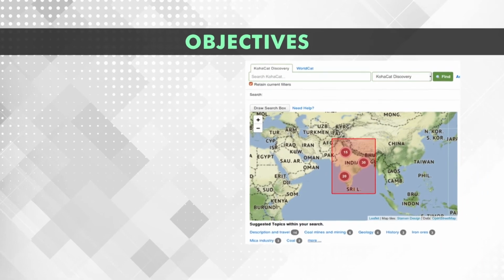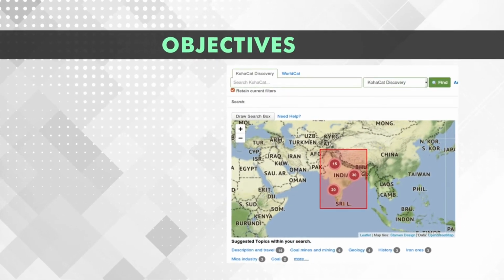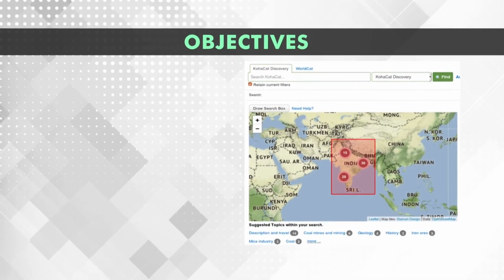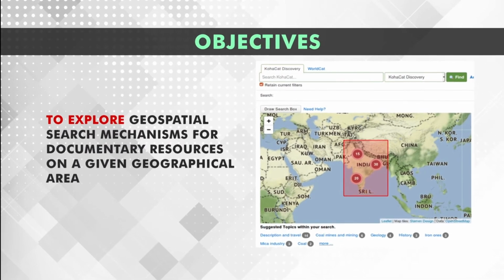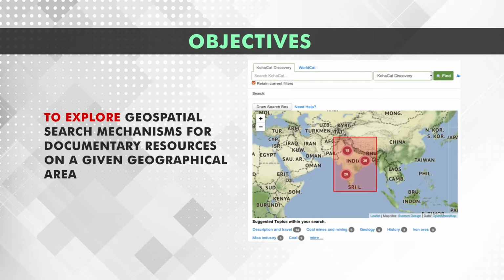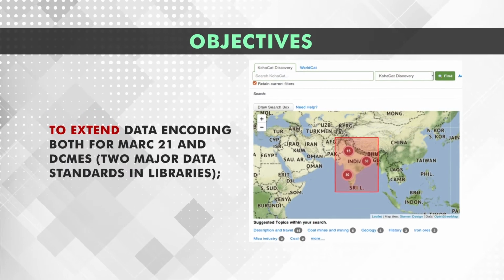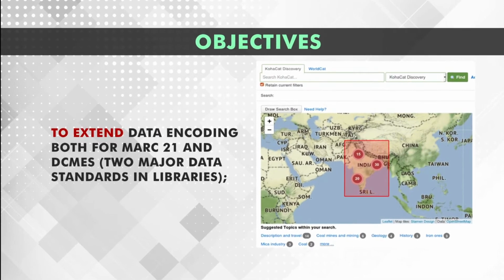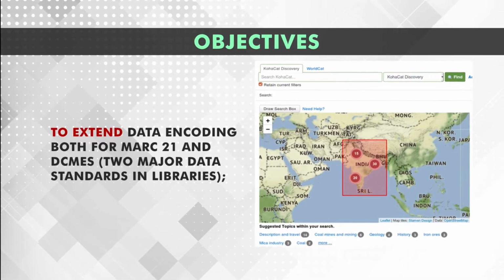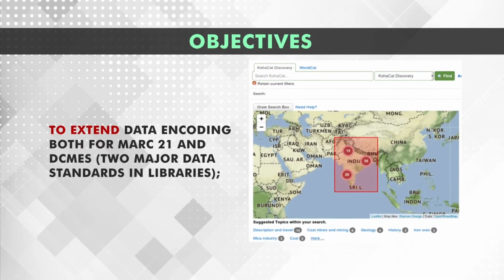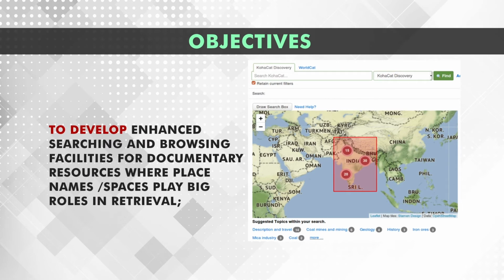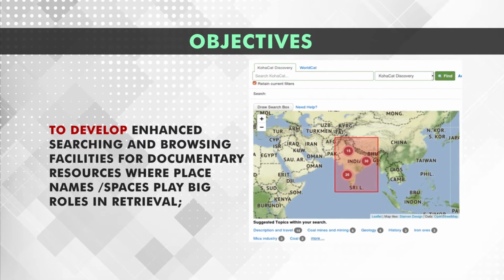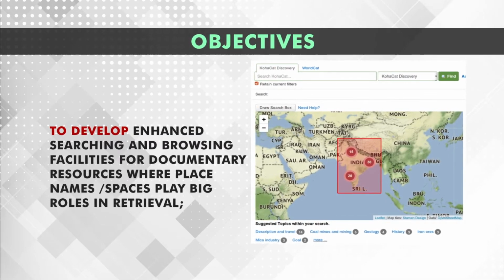So, the objective of this particular geodetic search based library system may be categorized into three groups: to explore geospatial search mechanism for documentary resources on a given geographical area; to extend data encoding, both for MARC 21 and DCMS, the major data standards in library, showing how they can be manipulated, configured and encoded to support geodetic search; and to develop enhanced searching and browsing facilities for documentary resources where place names and spaces, oblique spaces, play big roles in retrieval.